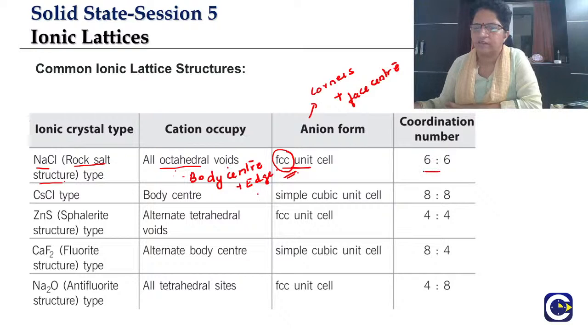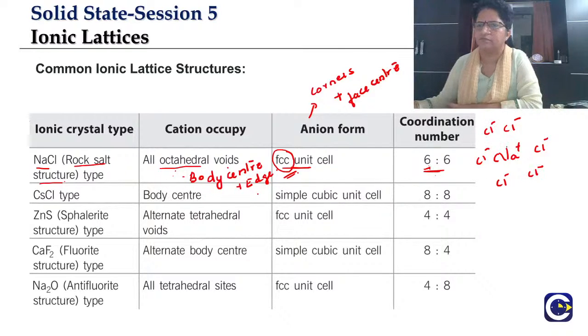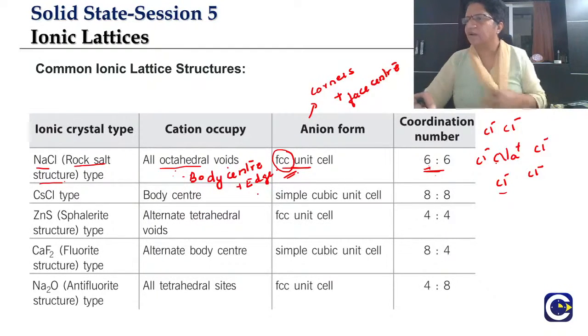The coordination number is 6. What do we mean by 6? Each sodium ion is surrounded by 6 chloride ions. The nearest are 6 chloride ions. In the same way, each chloride ion is again surrounded by 6 sodium ions. Aditi and Maithili, Priyarda, are you able to understand?